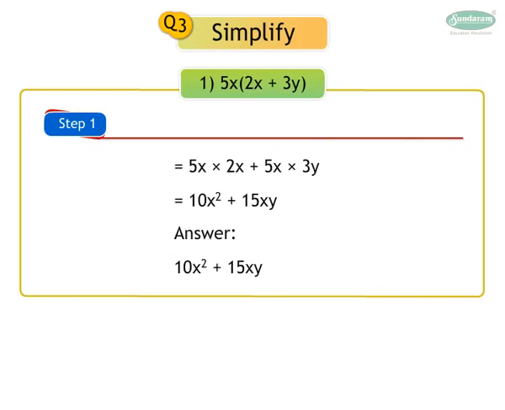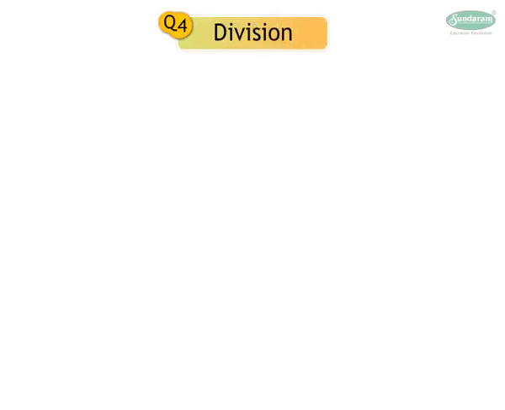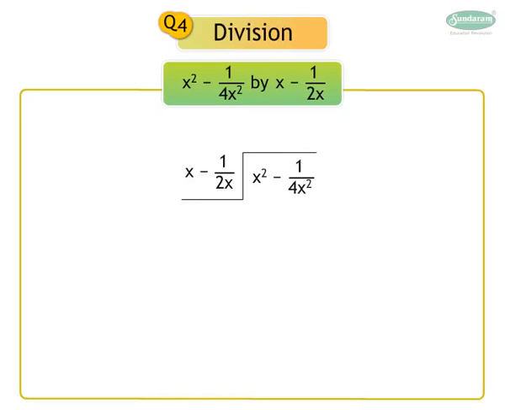Now let us solve the second problem of question 4. This is a sum on division. Divide x square minus 1 upon 4x square by x minus 1 upon 2x. The divisor is x minus 1 upon 2x. Let us write in the way as shown here. X square minus 1 upon 4x square is the dividend. Let us write in the way as shown here.